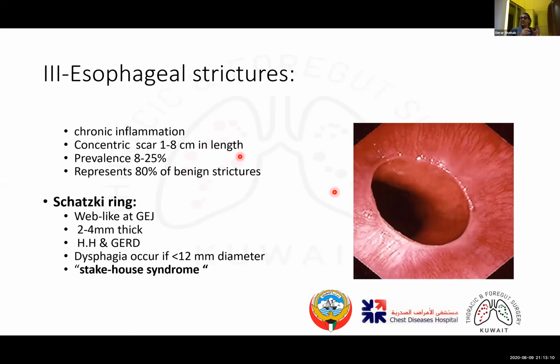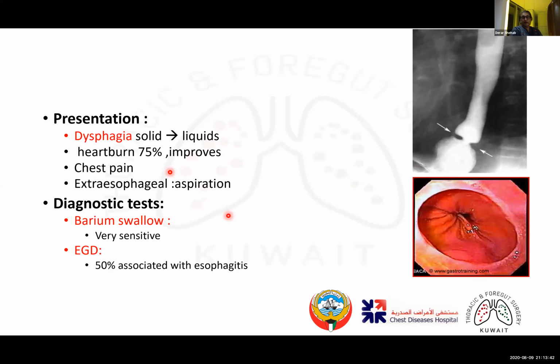The third complication of GERD is esophageal strictures, which is a chronic inflammation from GERD or from peptic ulcers. The most famous one is Schatzki's ring, which is a web-like scar at the squamocolumnar junction. We see it a lot with hiatal hernias and GERD. Those patients usually present with dysphagia and or acute obstruction. We call it steakhouse syndrome.